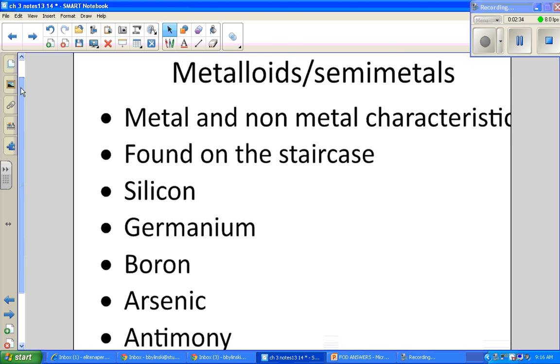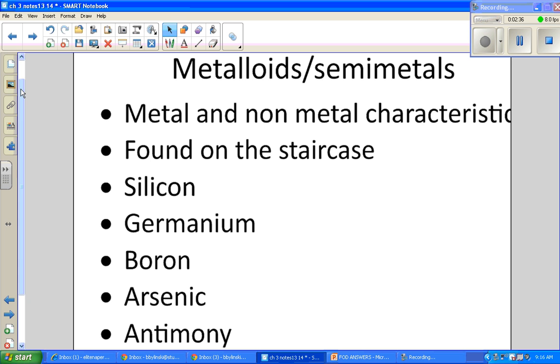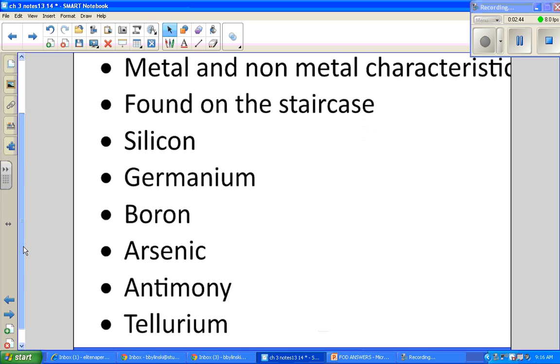Okay, now this is a very odd group. These are called metalloids or semi-metals. They have metal and non-metal characteristics. These are found exactly on the staircase, and you can see the list of them. Probably silicon is the one you're most familiar with. It can be found in computer things, to build computers with, like chips and things like that, but it's also in implants. So a lot of weird characteristics, so both metal and non-metal.